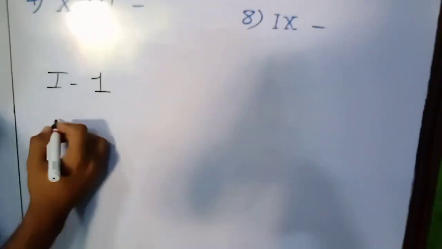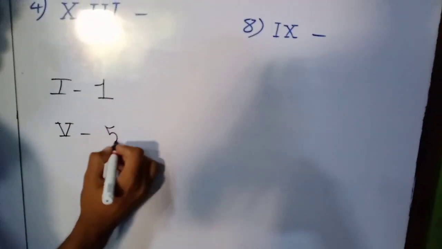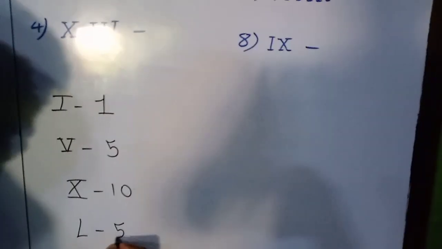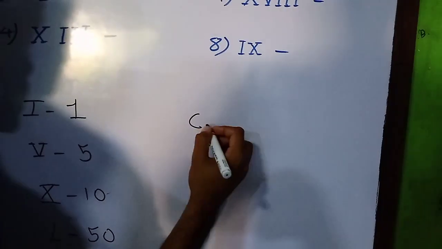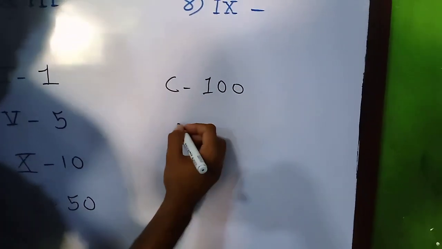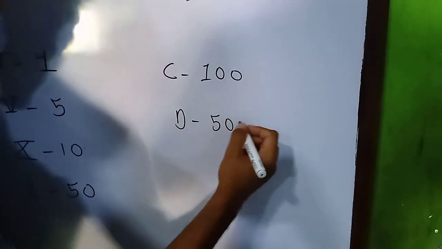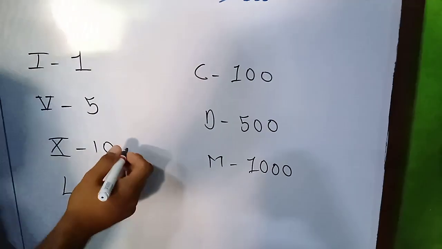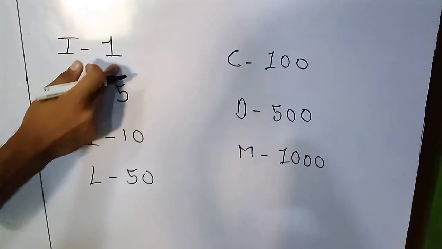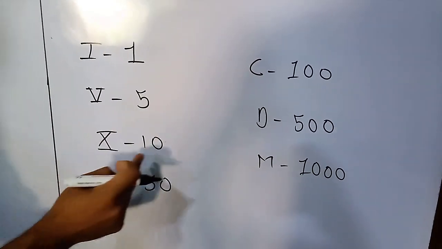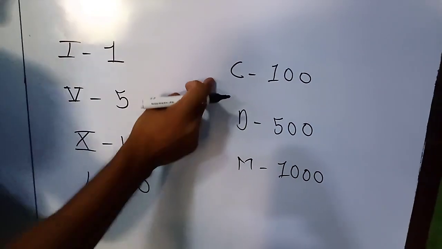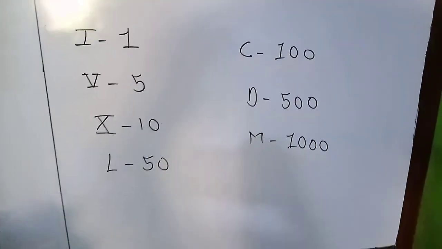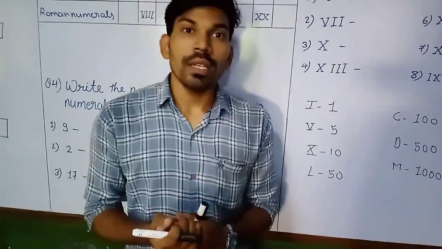I for 1, V for 5, X for 10, L for 50, C for 100, D for 500, M for 1000. Once again: I for 1, V for 5, X for 10, L for 50, C for 100, D for 500, M for 1000. These 7 main Roman numerals we learned.